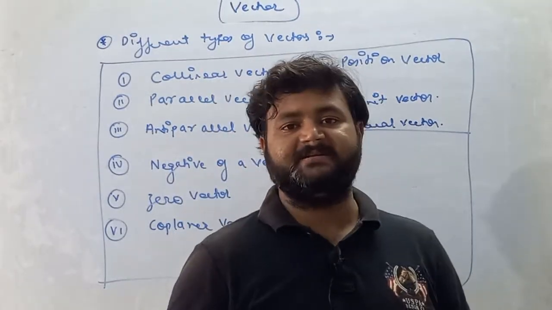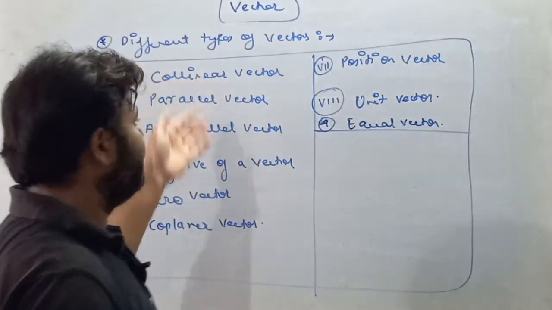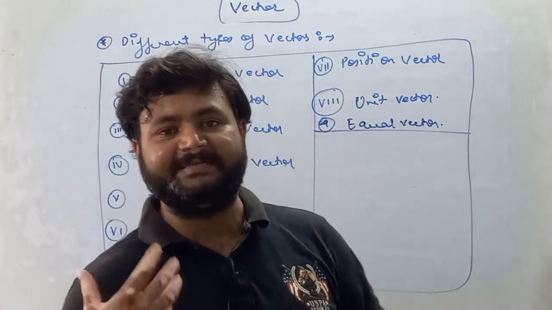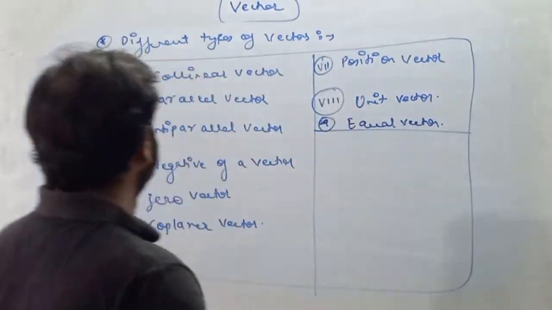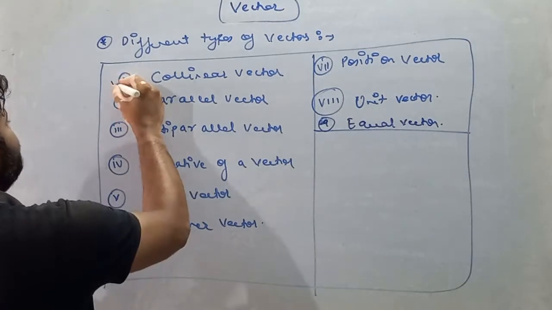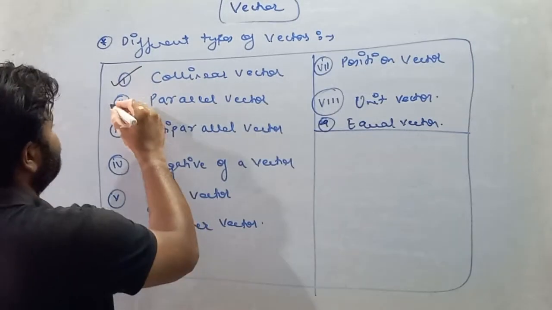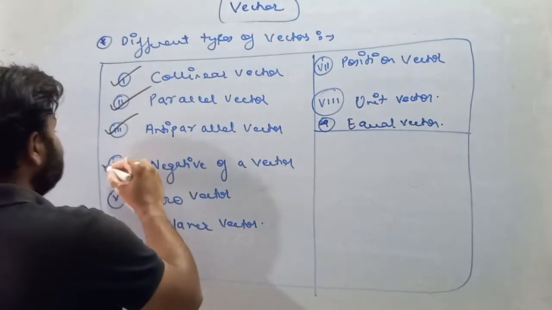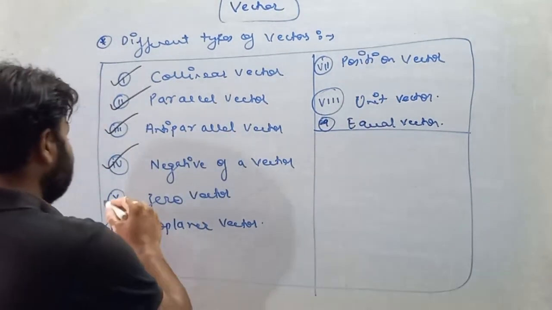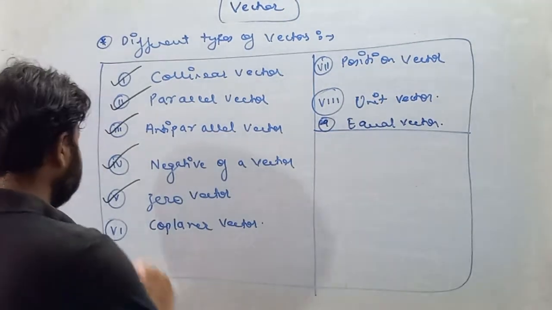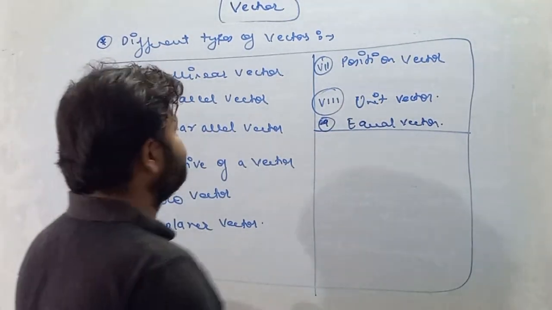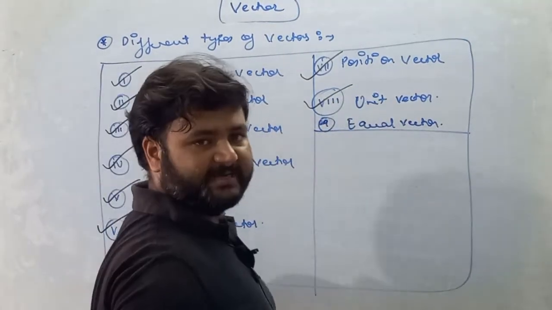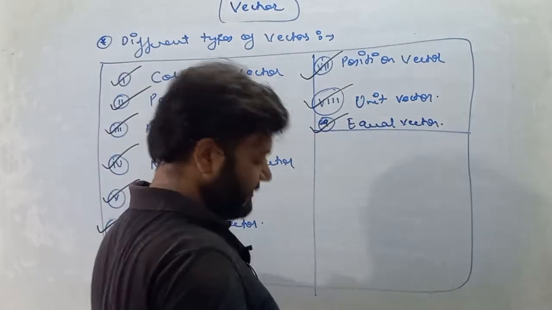Now in this lecture we'll discuss all the types of vectors. First is your collinear vector, second is your parallel vector, third is your anti-parallel vector, fourth is your negative of a vector, fifth is your zero vector, sixth is your coplanar vector, seventh is your position vector, eighth is your unit vector, and ninth is your equal vector.